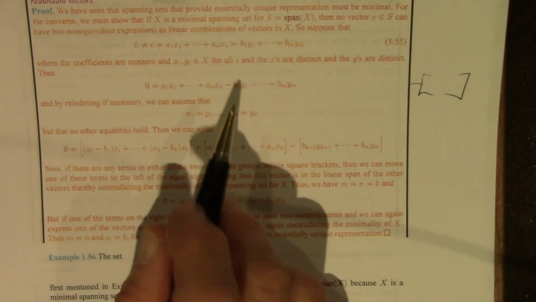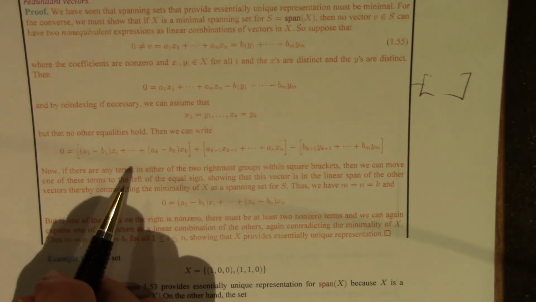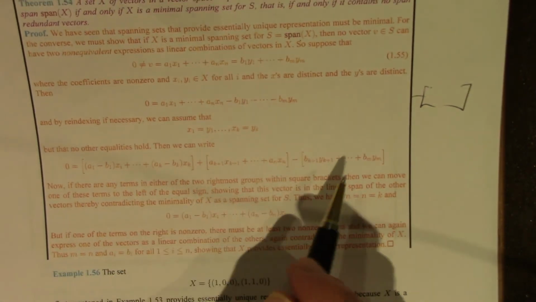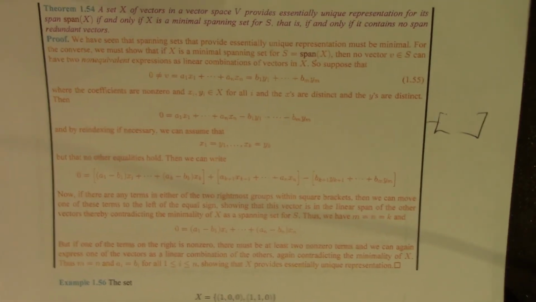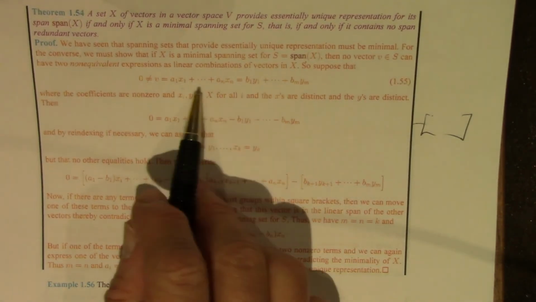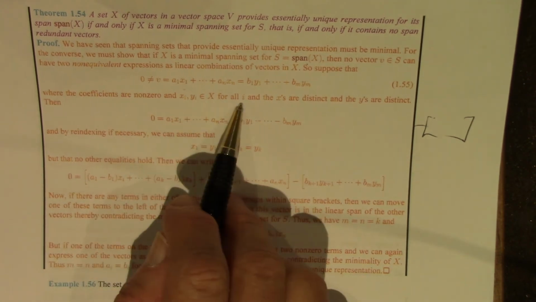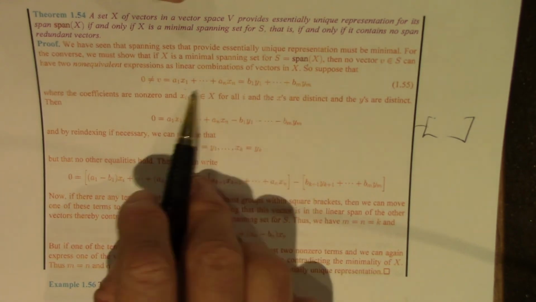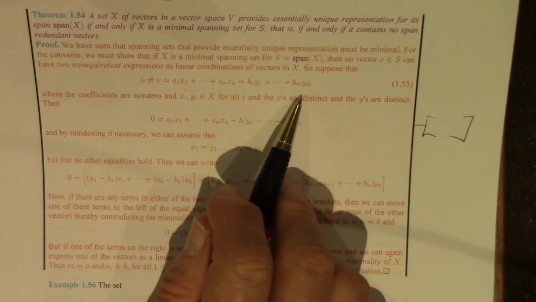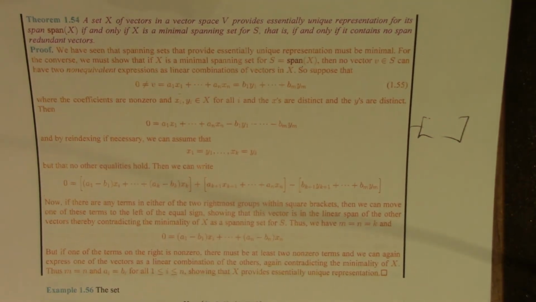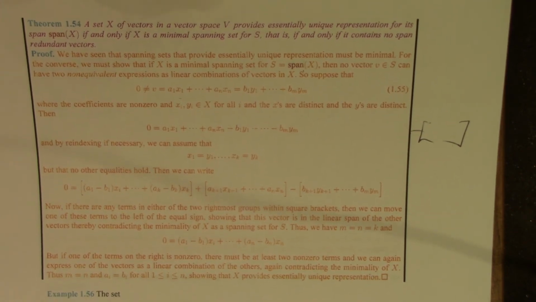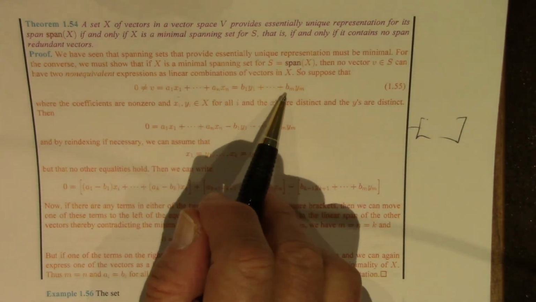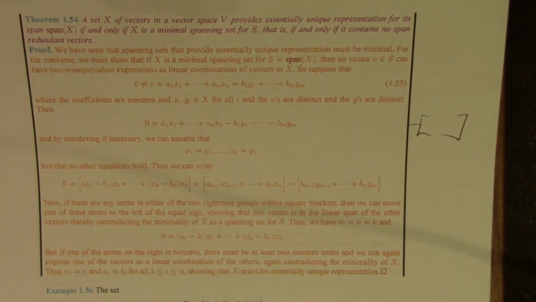This is really a very simple argument that looks a lot worse than it is, partly because of the long equations and the words that are necessary to explain it. All we're doing is saying if you have something that looks like this under certain conditions, which we do have, then unless these are identical after reordering of terms, there's going to be a span redundant vector. There's going to be a vector here somewhere that's a linear combination of the other vectors.